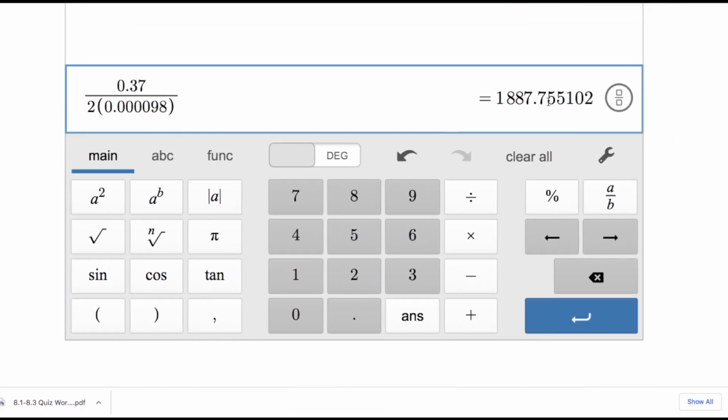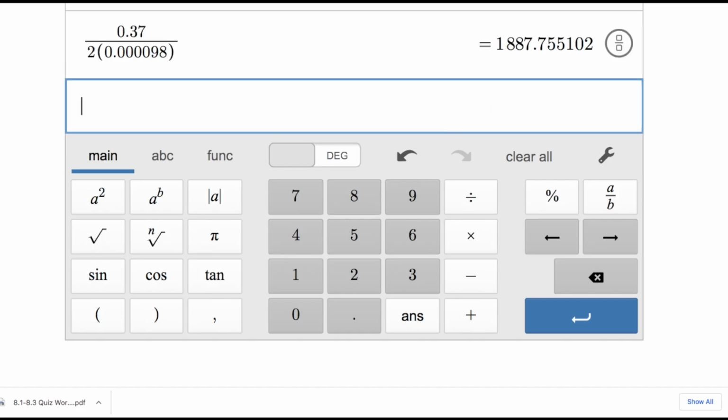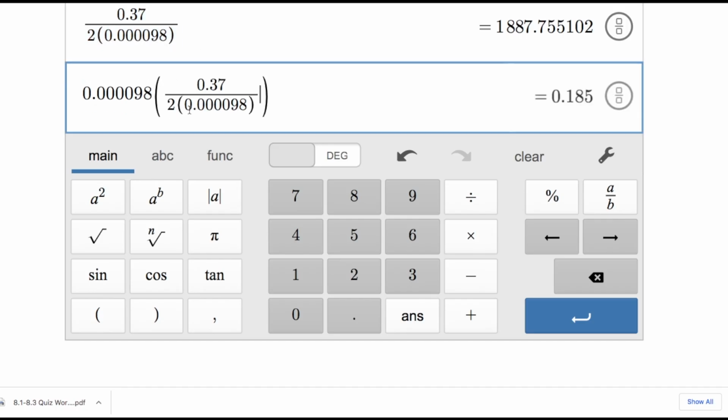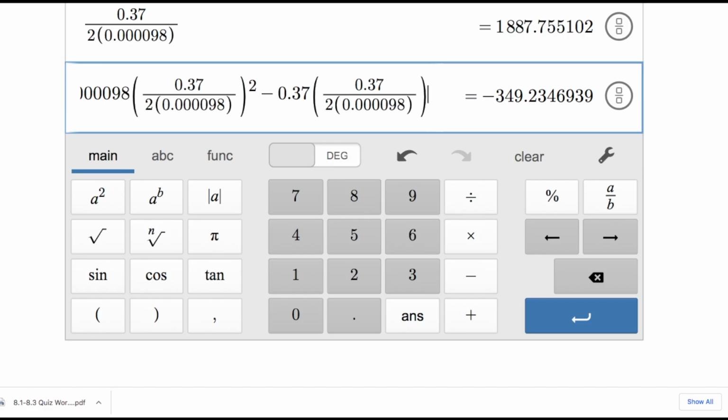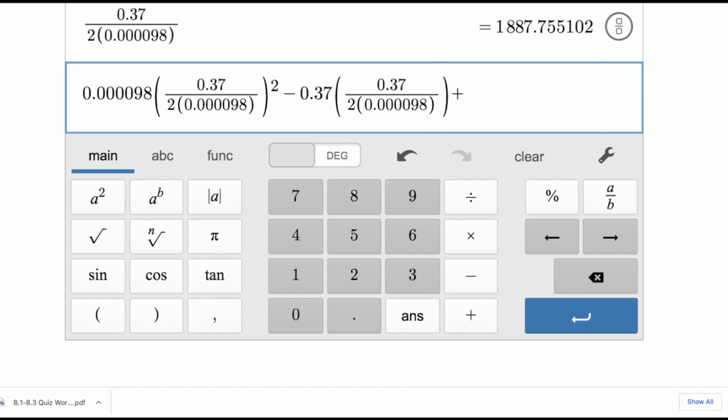Now, I could plug this value back into my function, but technically to be a little bit more accurate, I can actually just take this entire answer and plug it back into the function. So in a new line, I'm going to write my function, which is 0.000098 times x squared. Well, I'm just going to copy this in here and then square it. So that's my first term. And then I have minus 0.37 times x, but my x value is this, about 1,888. And I'm going to paste this again, and then close that parentheses, and then plus 552.